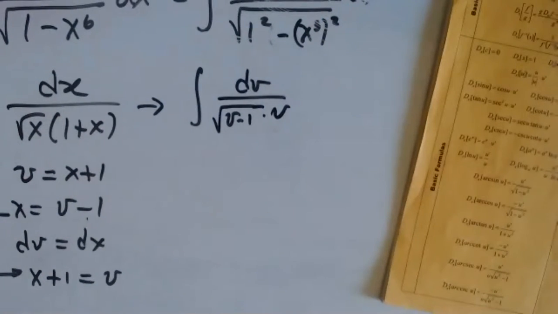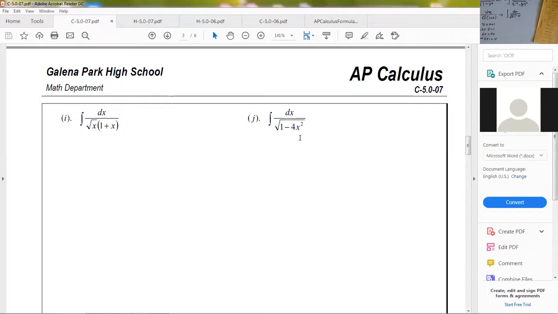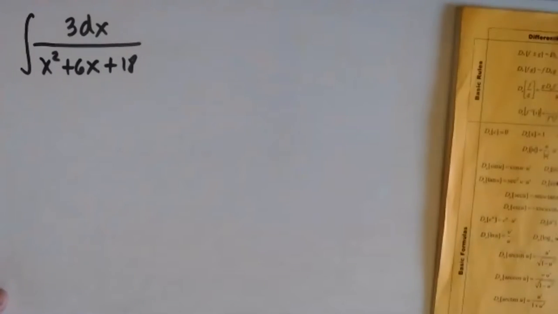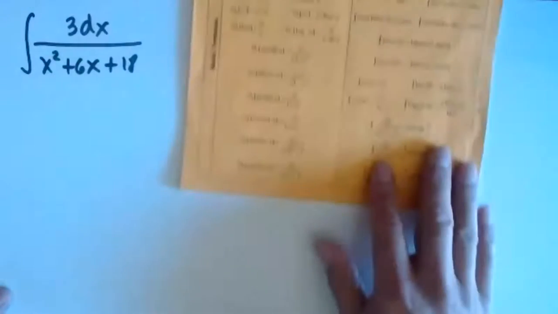So let me go a little bit further ahead. And well, you have here the same. This is 1 squared minus 2x squared. And this one is the one I wanted. So you have the integral of 3dx over x squared plus 6x plus 18, correct? So that's my integral. Okay, now I check my formulas.